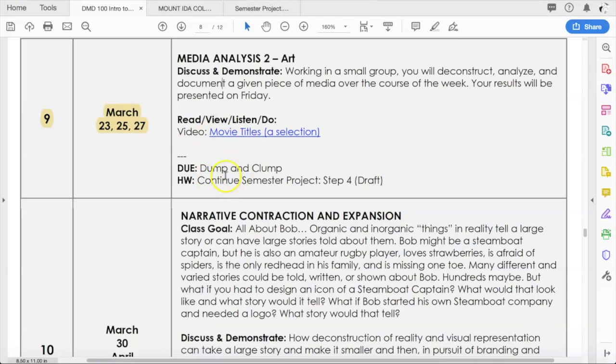Now, because this week is set aside as a preparatory week, as we are all getting online, there's nothing due this week, so we are going to be skipping the dump and clump exercise, so don't worry about that. So nothing is due this week. We just have some preparatory stuff to do, including working on our media analysis. So let's take a look at that.